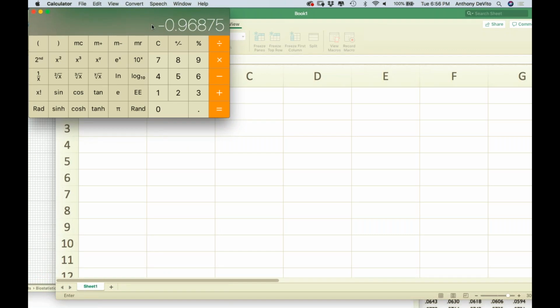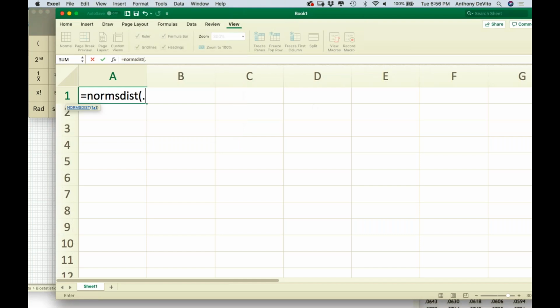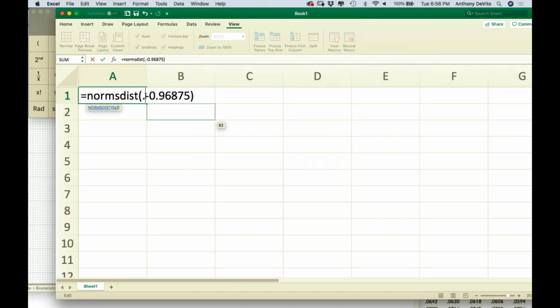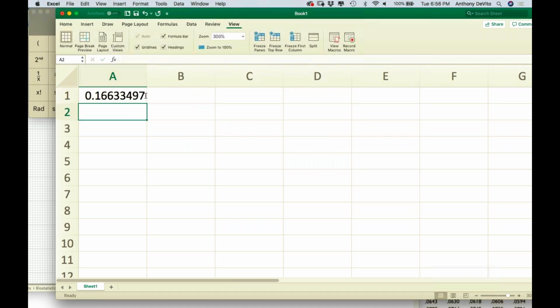In fact, I can copy that, I think, and I can go in here and paste that number in here, and close the parentheses. Negative 0.960. And I hit enter. Oops, it didn't like that. I think I got an extra period in there. Hang on a second. There we go. That should work now. And I get my 16.64. Okay, so I could do it with Excel. I could do it with the table.